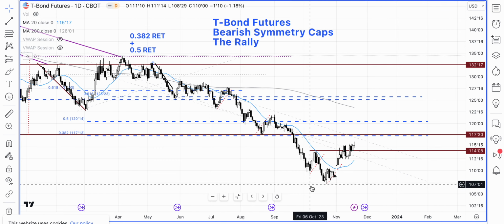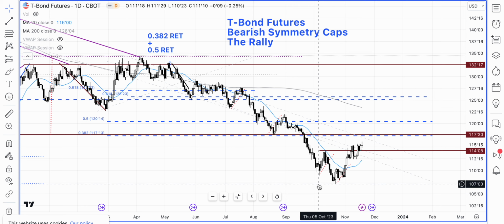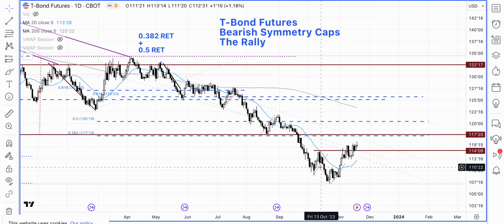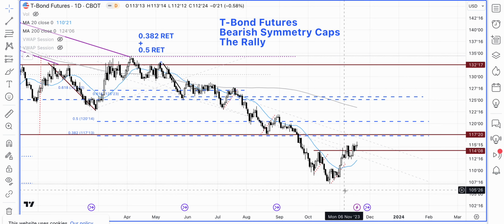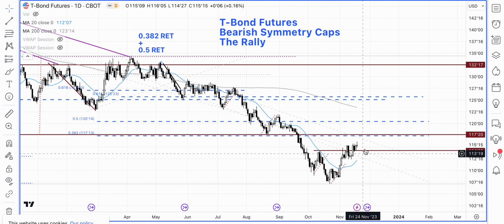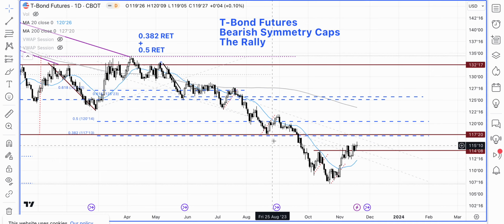So we had been actually talking about this level 107 because we expected a nice rally to begin from here, which in fact did take place. Then we were looking at this bearish symmetry in this swing down. That bearish symmetry has been broken, and what we are really looking at is about the 117.13 level. That's the 38.2% Fibonacci retracement. This is where we believe there's going to be a fair amount of resistance present, also because of the structure there.